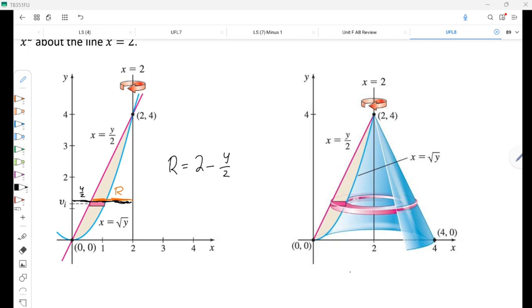And little r would work the same way. We would just use the other function. It would be 2 minus square root of y. These things are going to get squared, so whether you use 2 minus y over 2 or flip it around to y over 2 minus 2, they are both the same thing once they're squared. So the order doesn't actually matter. That's why we just get to use the formula.